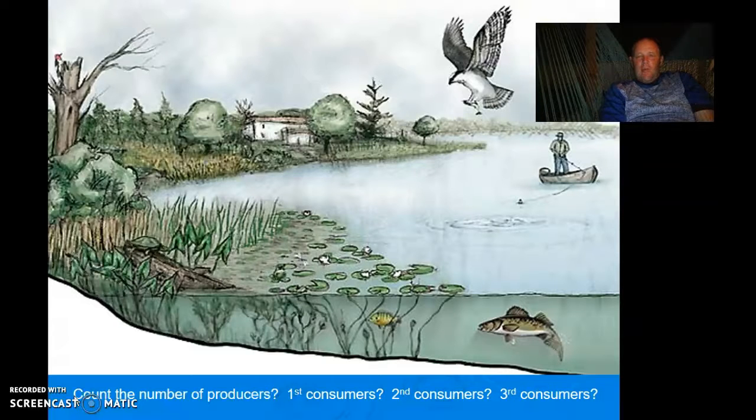So if you look at this picture, it says on here, count the number of producers. So turn to your lab partner and tell them how many producers you're seeing on here. So ideally, we're looking at the plants, the lily pads, the trees, the grasses.